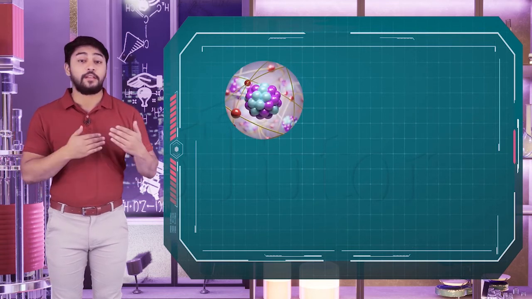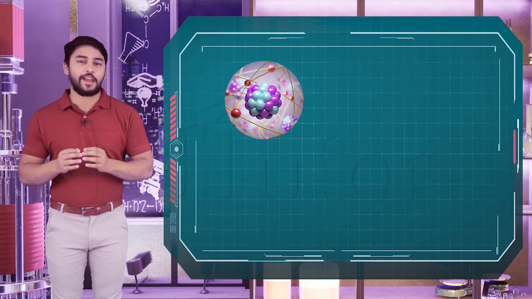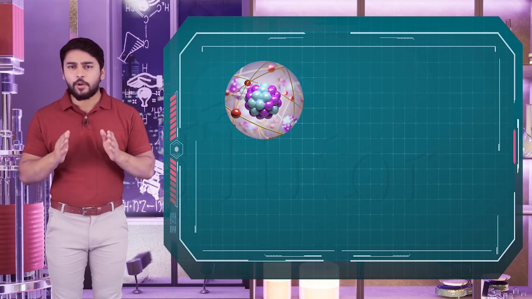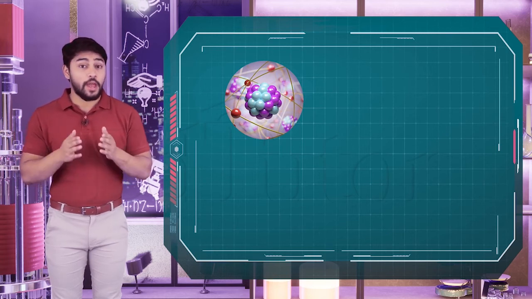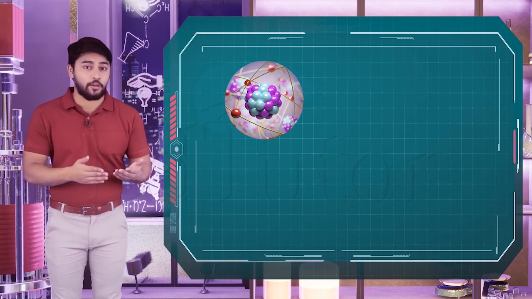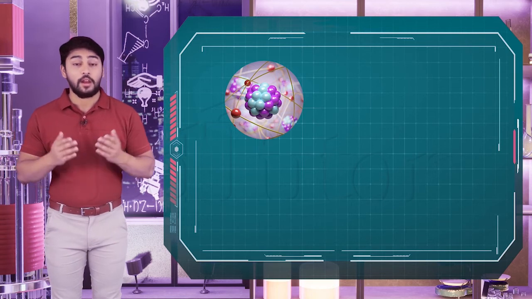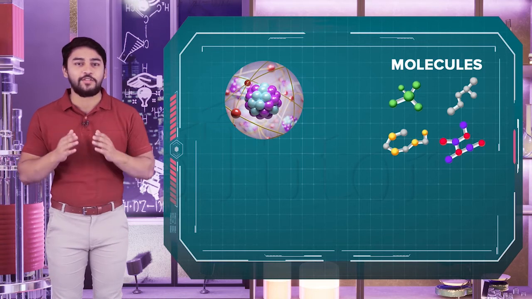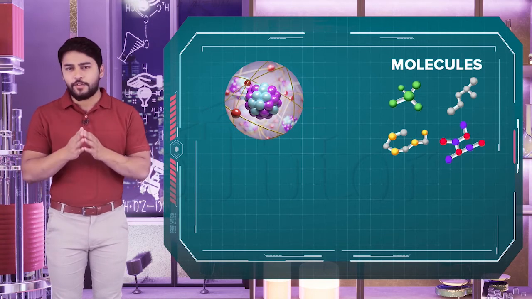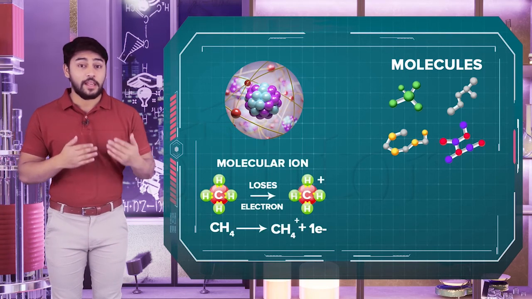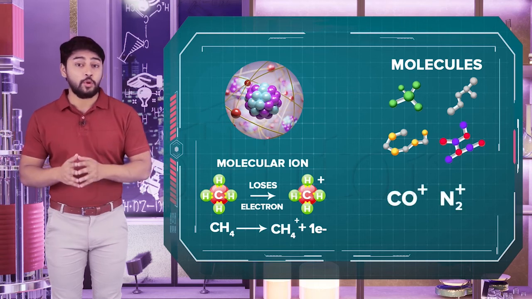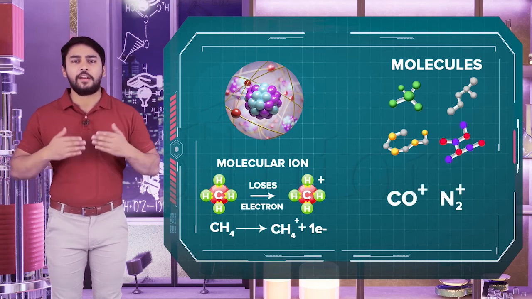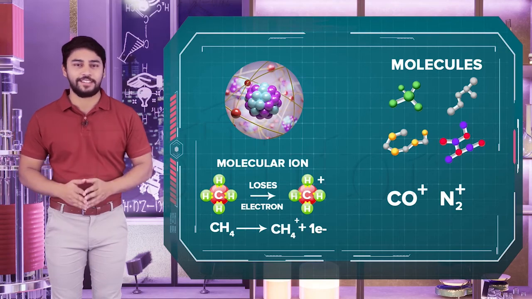Let's move on to another term, molecular ion. It is a simple concept. As we know, atoms either lose or gain electrons to become an ion. Likewise, a molecule can also lose or gain electrons to form a molecular ion. For example, methane cation, carbon monoxide cation, and nitrogen molecule cation.